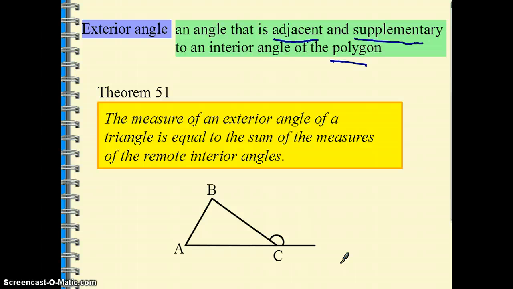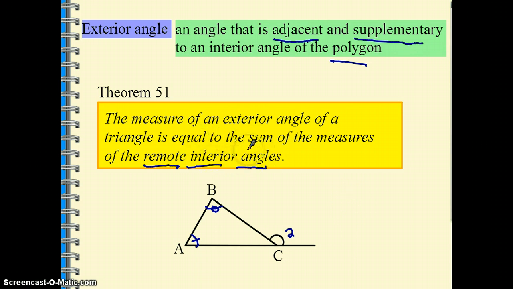So where does this come into play? Theorem 51 tells us that the measure of an exterior angle is equal to the sum of the measures of the remote interior angles. So we've got another key word in here, something that's a little new. What does it mean by remote interior angles? These angles right here, angle A and angle B, are the remote interior angles to this angle. Let's call it angle 2. So angle 2 is the exterior angle. Angle B and angle A are the remote interior angles.